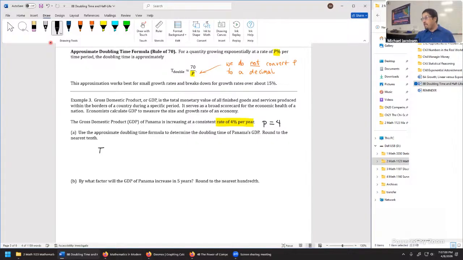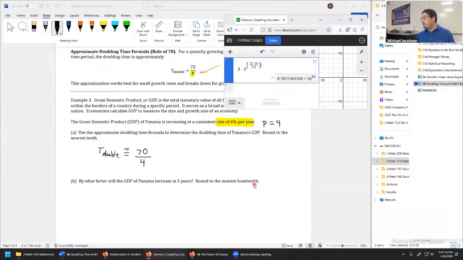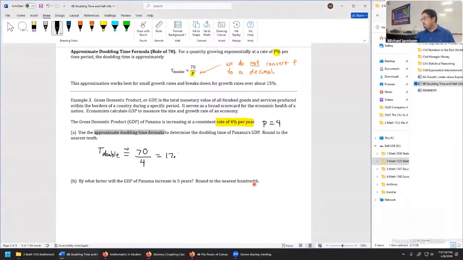So all we have to do is say that T double is, I'll write approximately to be honest, it's just a rough approximation. Take 70 divided by that rate without the percent symbol, so divide by 4. So back over here, this is 70 divided by 4, giving us 17.5 years. So that's our doubling time.